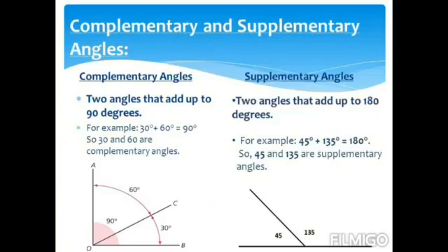After recapitulation, we will start with complementary and supplementary angles. What do you understand by complementary angles? Complementary angles are those that add up to 90 degrees. For example, 30 degrees and 60 degrees. When we add, it comes to 90 degrees. So these angles, 30 degrees and 60 degrees, are complementary angles. Supplementary angles: two angles that add up to 180 degrees are called supplementary angles. For example, 45 degrees plus 135 degrees. When we add, it will come to 180 degrees. So 45 degrees and 135 degrees are supplementary angles.